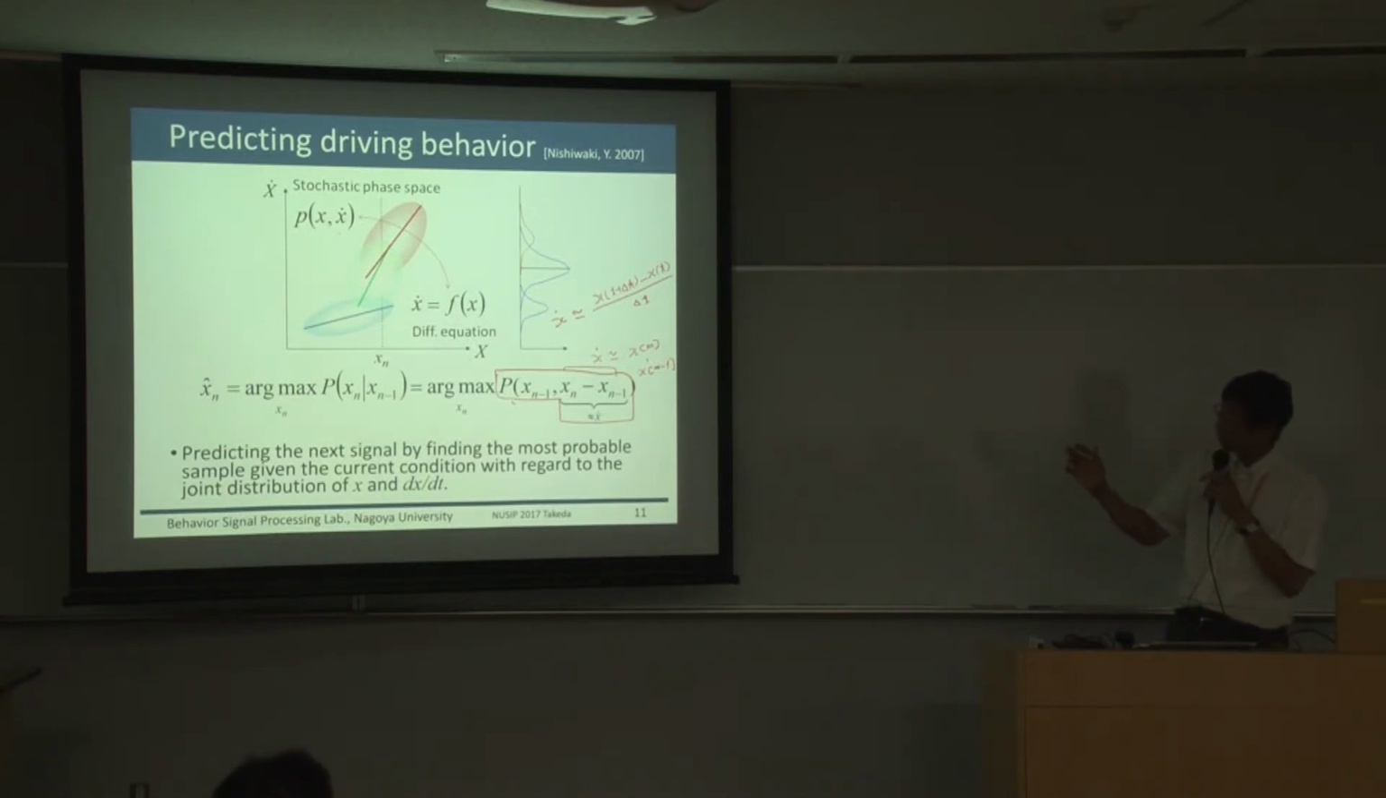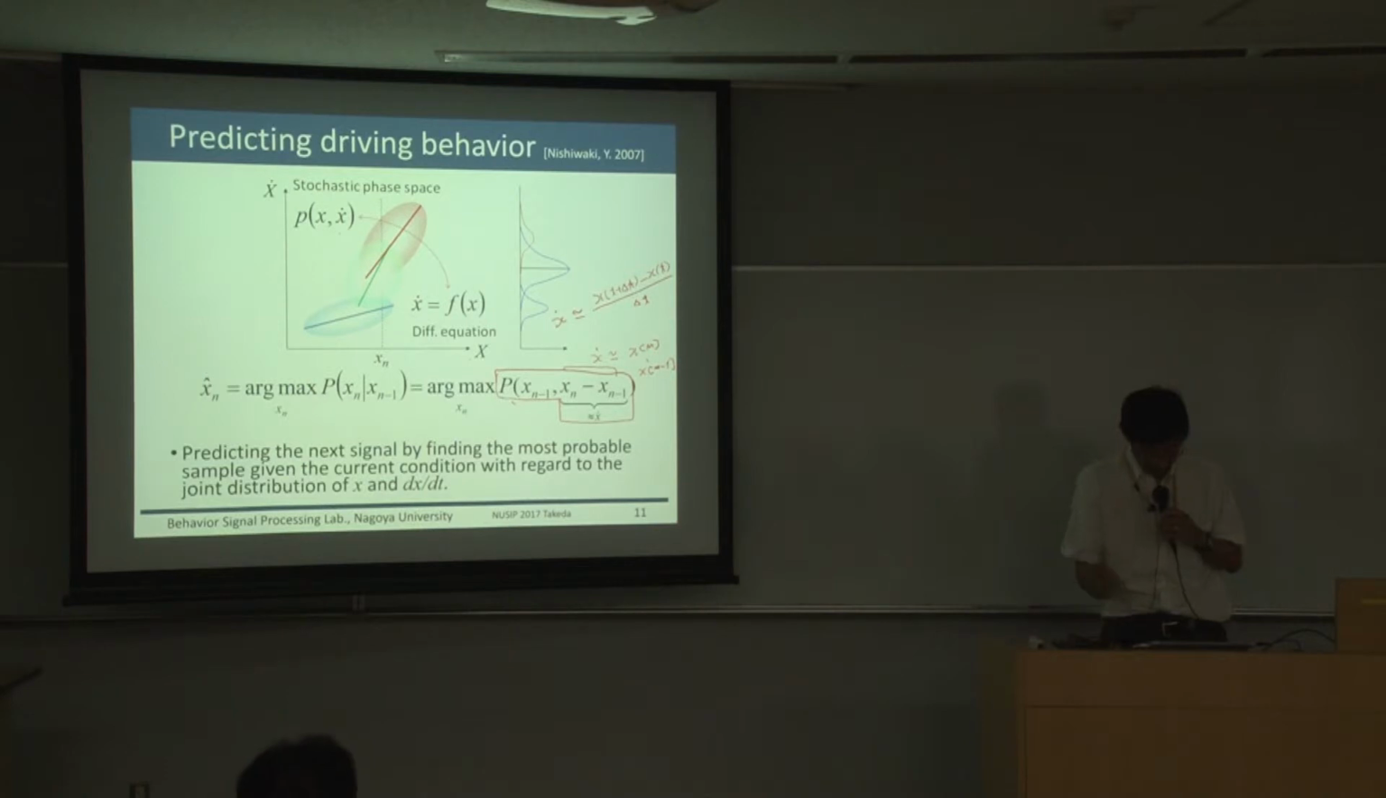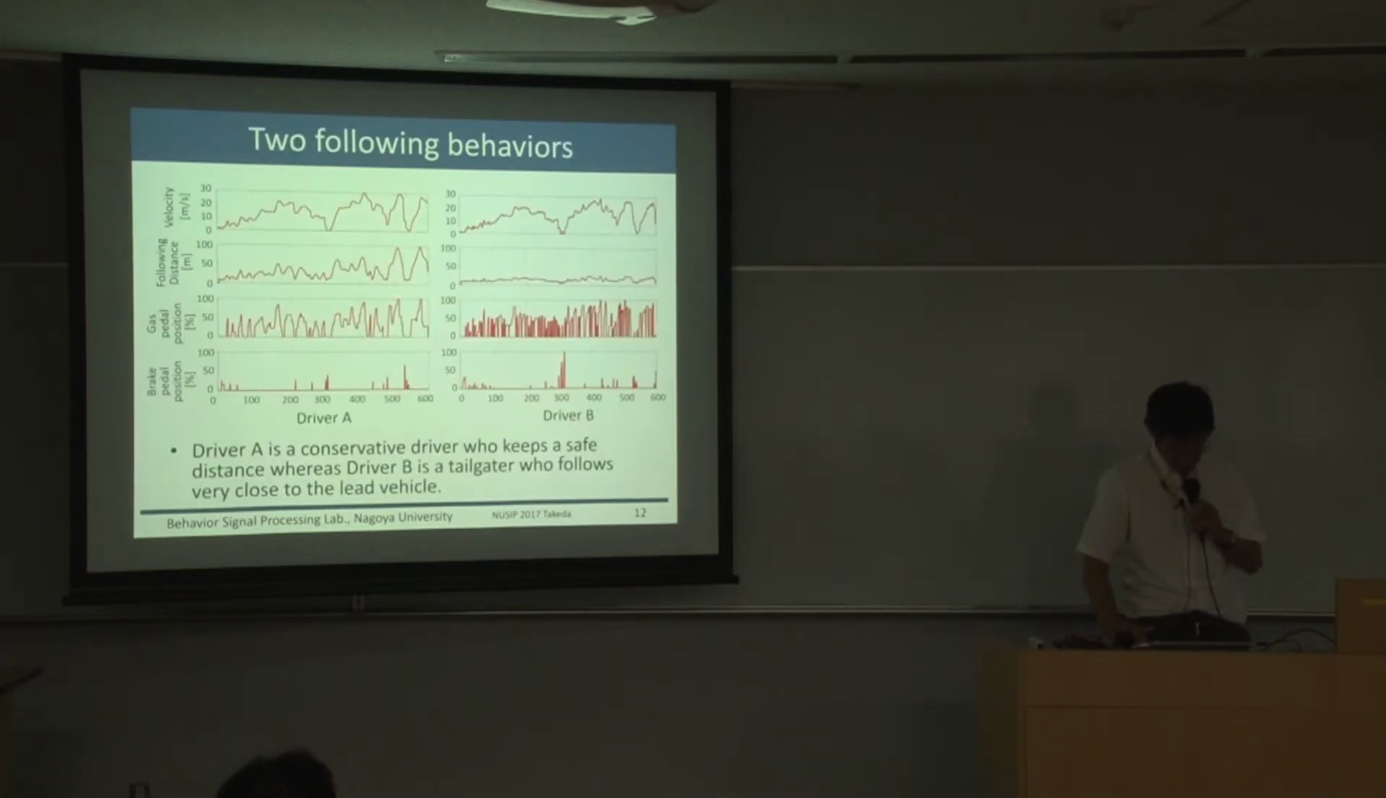So based on this, we can somehow predict the next sample, the most probable next sample, and then you can control the vehicle or generate the driving maneuver behavior for the particular value that you expected, given that point like this. So this is the driver prediction idea based on the data distribution. So this is the result of that idea.